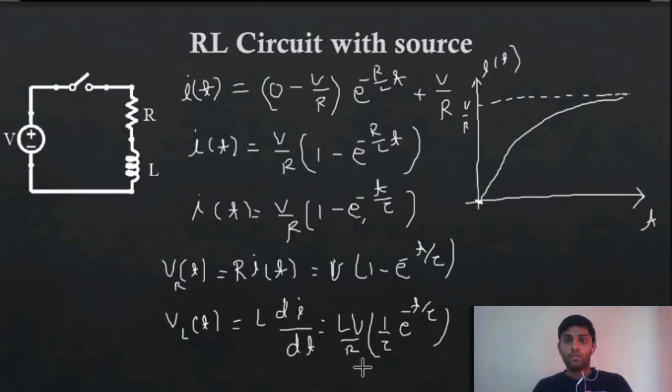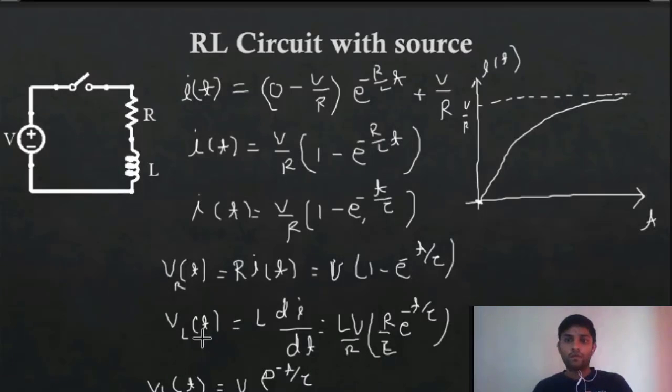And what is your tau? Tau is your L by R. If you put L by R over here, you will see that R and R cancel out, and L cancels out. So you will get VL(t) is equal to V times e raised to minus t by tau.